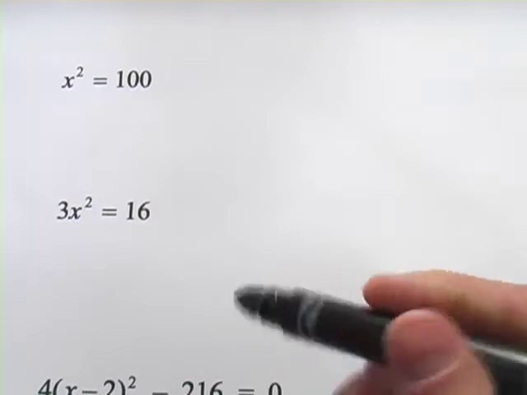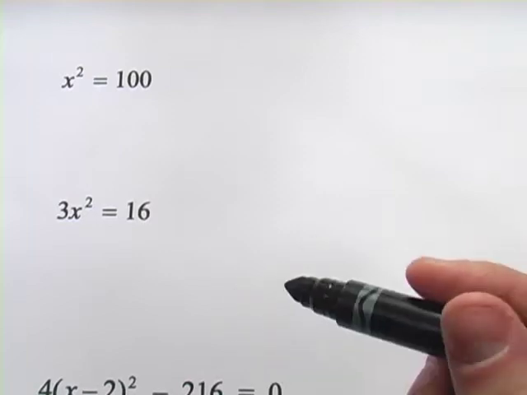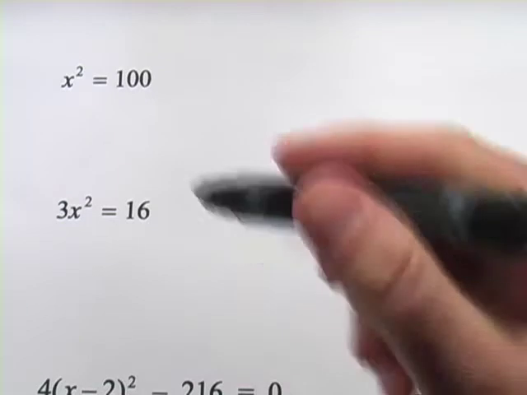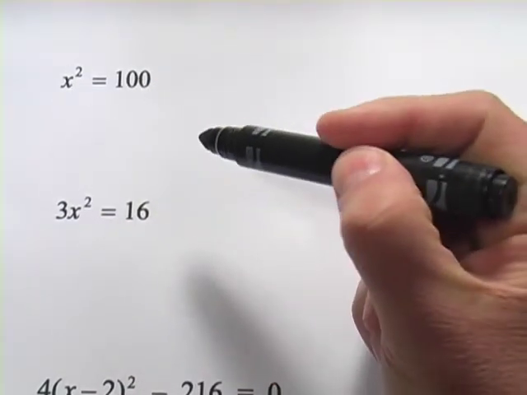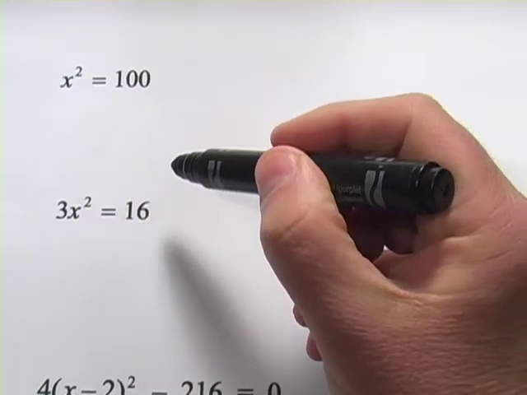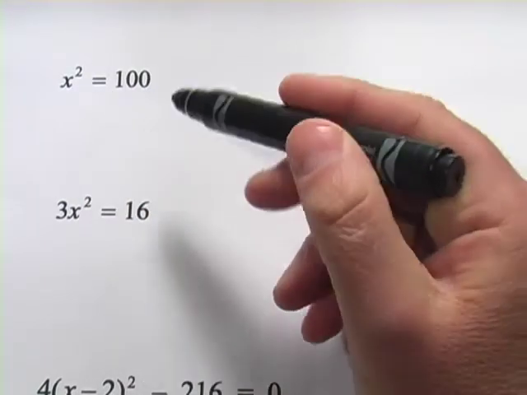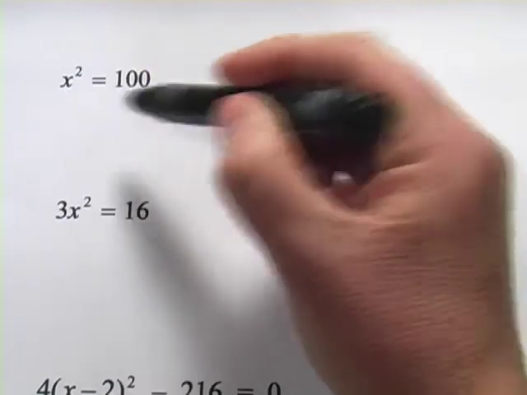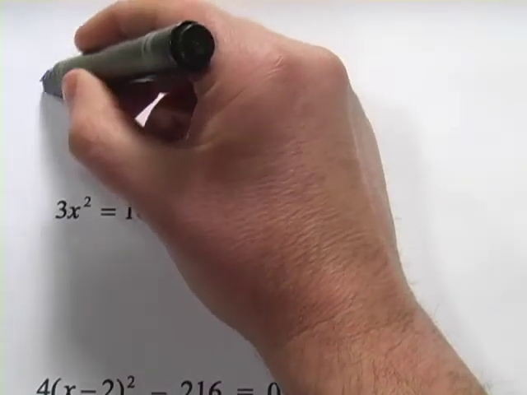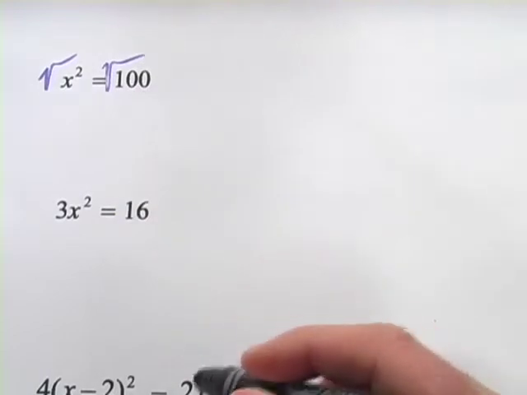In these problems, we're solving quadratics using something called the square root rule. And you know, when you've got an x squared as your highest term, you've got a quadratic. So this is a quadratic. And quadratic equations are usually going to have two solutions. In this case, to solve for x, all we have to do is take the square root of both sides.